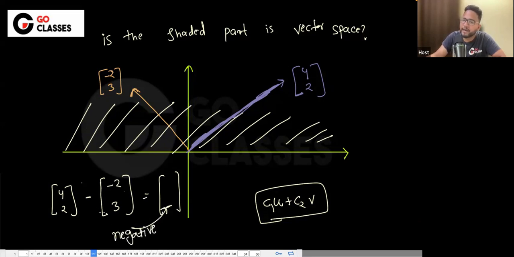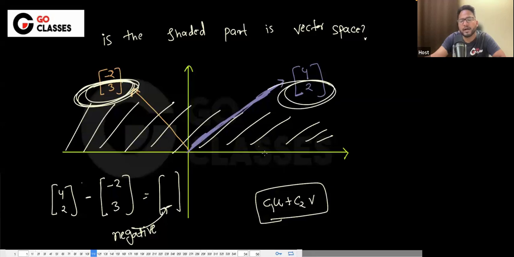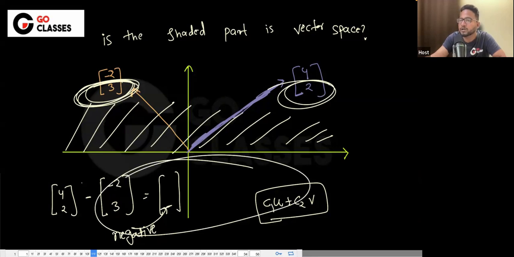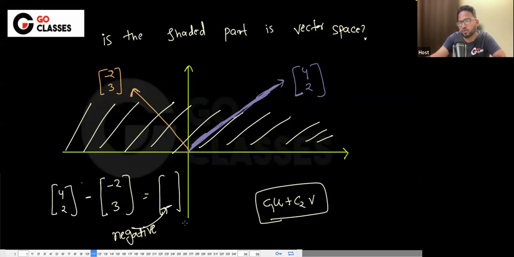So there are definitely many examples where you can even multiply by -1 here, multiply by -1 here, and then add. Then obviously this particular vector is negative, and the resulting vector will be here, right? So there are many examples, not just this one. You take any vector here, any vector here.